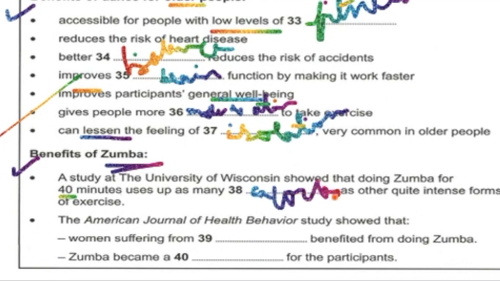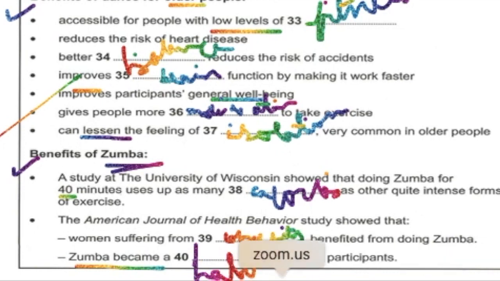A study in the American Journal of Health Behavior showed that when women with obesity did Zumba 3 times a week for 16 weeks, they lost an average of 1.2 kilos and lowered their percentage of body fat by 1%. More importantly, the women enjoyed the class so much that they made it a habit and continued to attend classes at least once a week. Very unusual for an aerobic exercise program.